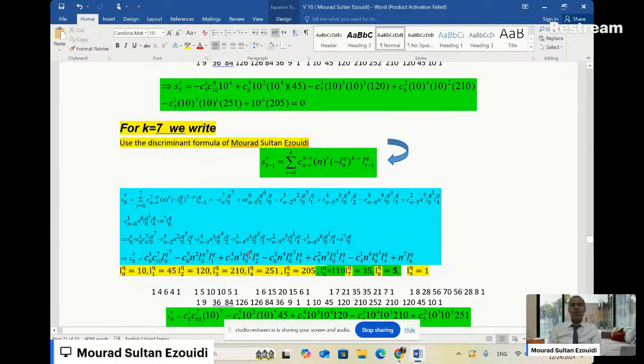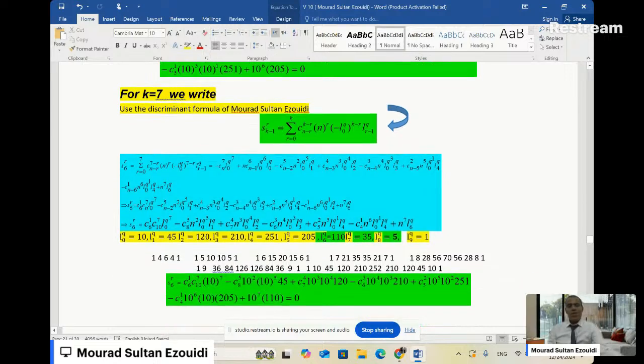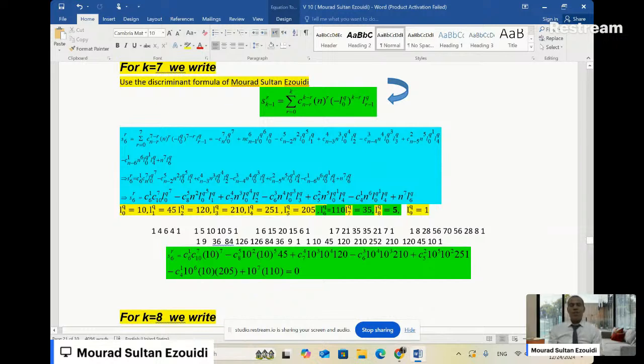Now we will use this general formula that has been derived from the theorem of Mr. Ezouidi when k equals 7. So you will use L0, L1, L2, L3, L4, and L5, and you should stop at L6, because L6 is the last term. We make our substitution, and the calculation of this is going to be equal to 0. S6 is equal to 0.